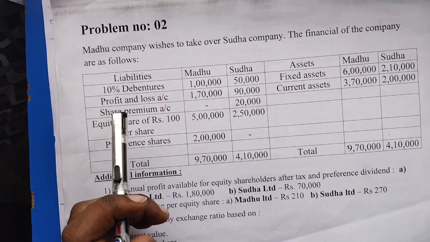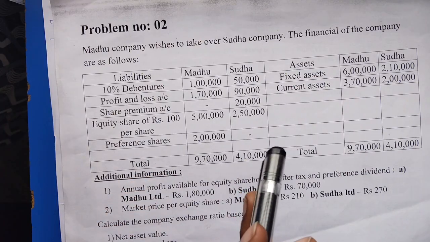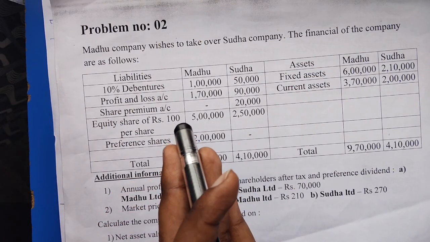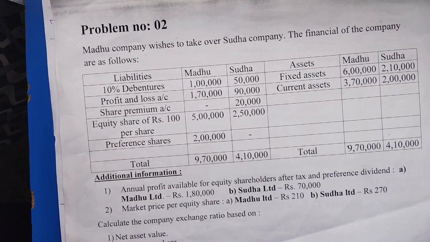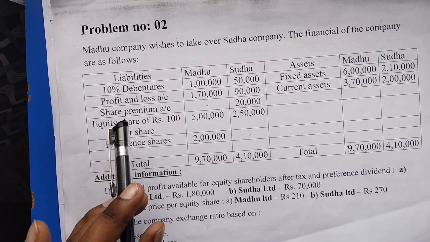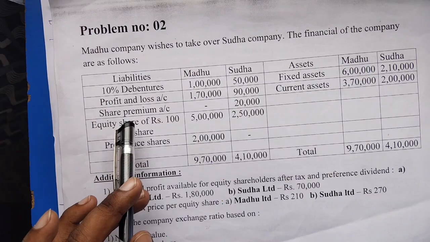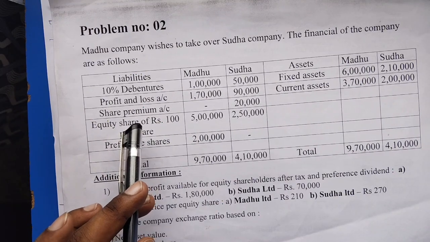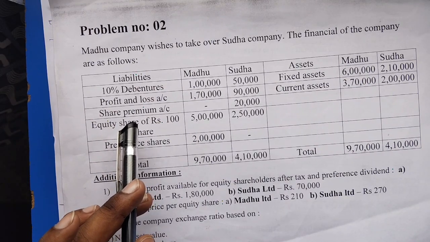And the third one is share premium. It's nothing but the difference between the nominal value of the individual share and the market value. And the next one is the shareholders' fund, or share equity shares. That means how much money the equity shareholders invested in the business.